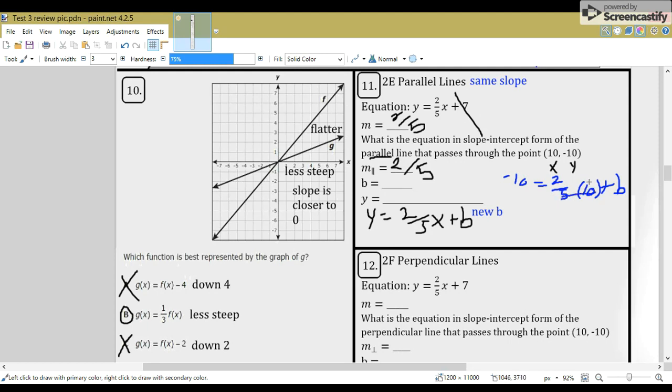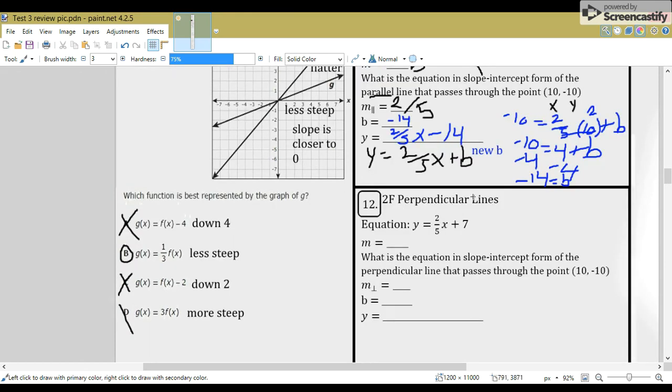10 divided by 5 is 2, and 2 times 2 is 4. So we have -10 equals 4 plus b. Subtract 4 from each expression. So -14 equals b. So our equation that is parallel to this line is y equals 2/5 x minus 14.